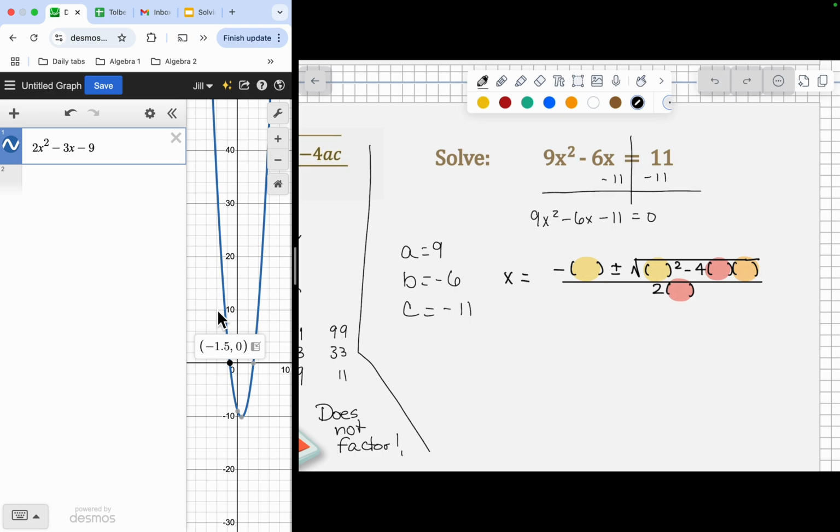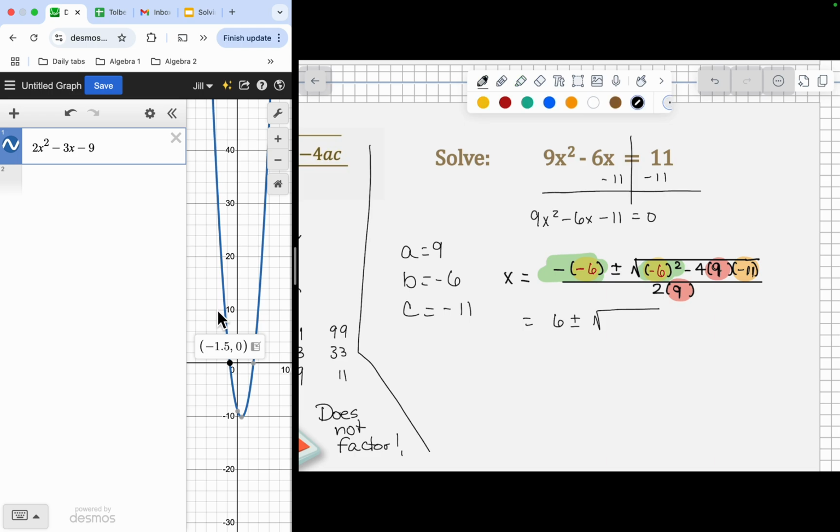So in place of my b values, I'm going to put negative 6. Everywhere I needed a b, I'm going to fill in that negative 6. Then in place of my a values, I put a 9. And then my c is negative 11. And then I like to do this in parts, really in 4 parts, so I'm going to simplify here. So the opposite of negative 6 is a positive 6. And then the square root of, and underneath that radical, I'm going to simplify this in 2 parts.